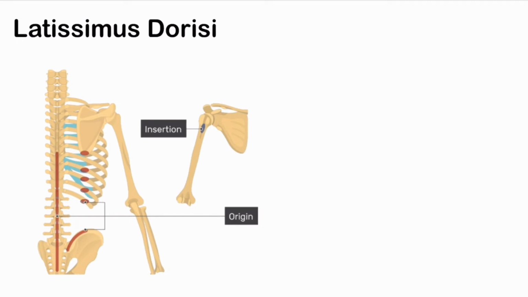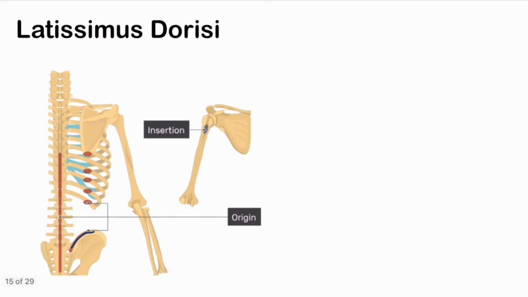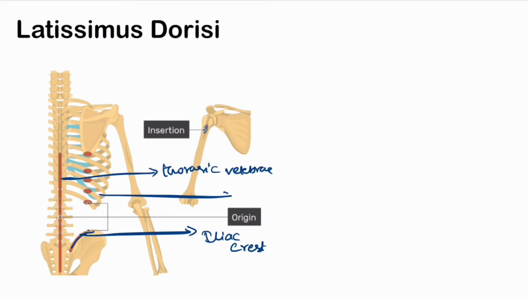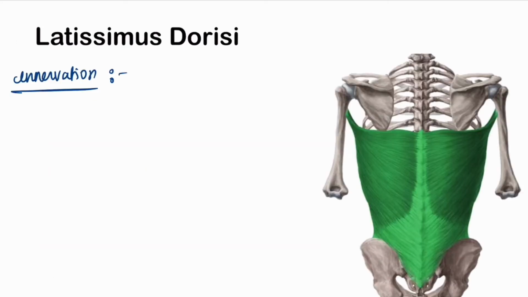It originates from the iliac crest, the thoracolumbar fascia, the inferior 6 thoracic vertebrae, and the inferior ribs. And it inserts onto the floor of the intertubercular groove of the humerus. This is the point of insertion. That's all about the insertion and origin. Now let us look at the innervation. It is innervated by the thoracodorsal nerve.